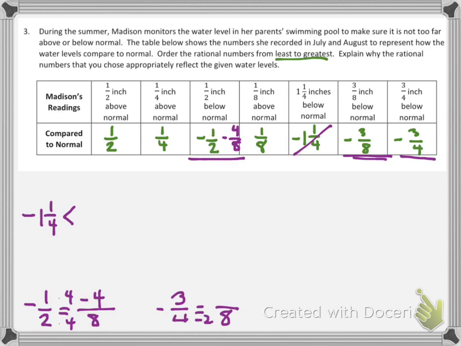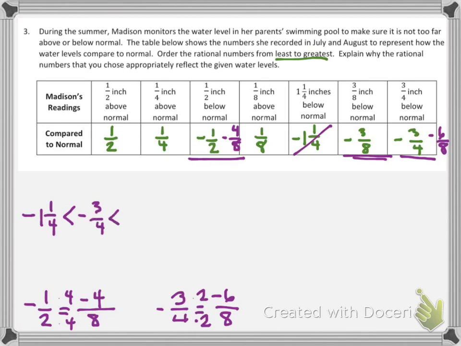Let me try that again. I want it to be 8ths. I'm going to multiply by 2, multiply the top by 2. That gives me 6/8 negative. So this is a negative 6/8. And now I can tell which one is the next smallest, the one that's the most number of 8ths. So negative 3/4 is my next smallest.